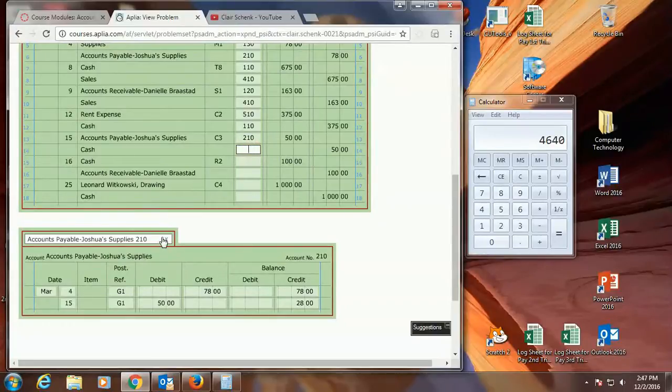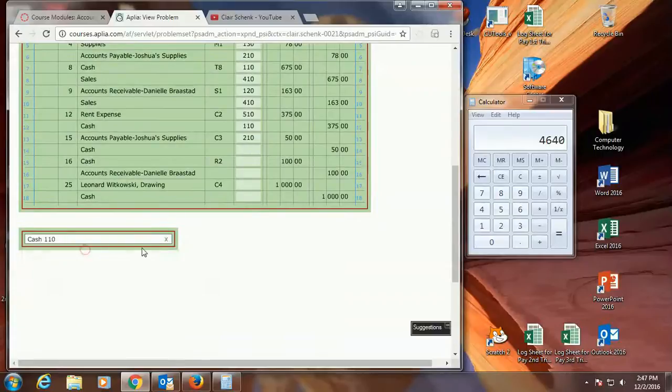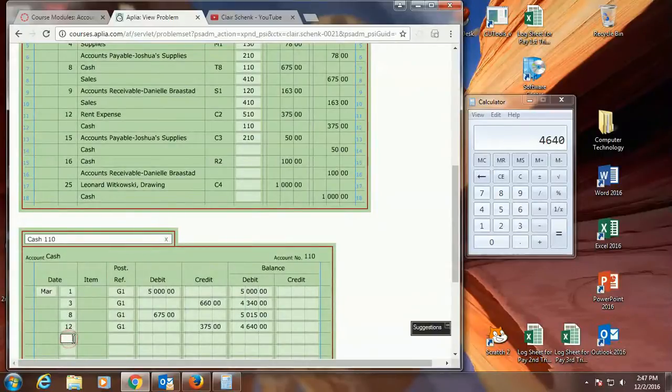And so now I'm going to go to cash. I know this is a tedious process, right? Thank goodness for computers. And it's a $50 credit. So if I minus this from my calculator, I have a new balance of $4,590. Okay, and then I go back to my journal and record the post-reference 110, which is the account number for cash, in the post-reference column.